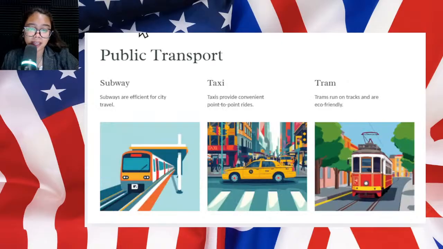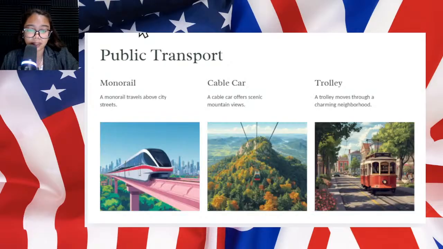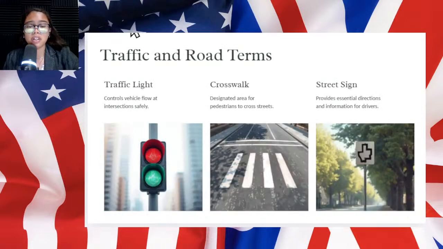For the first half, again, we did the public transportation vehicles, which include the subway, the taxi, and the tram, and monorail, cable car, and trolley. We move on to the traffic and road terms. So we move on to the language of the street.